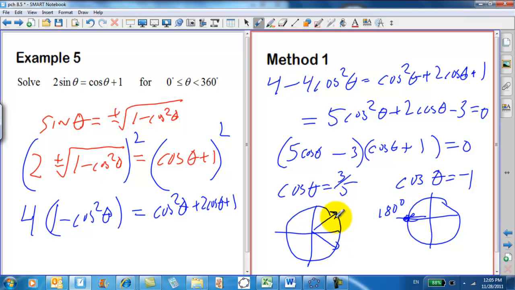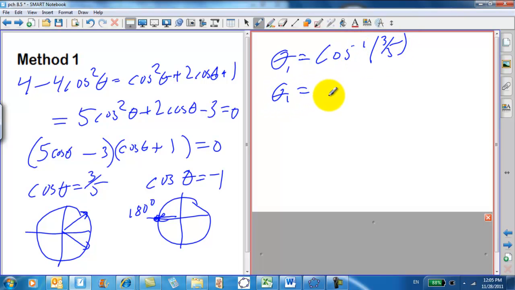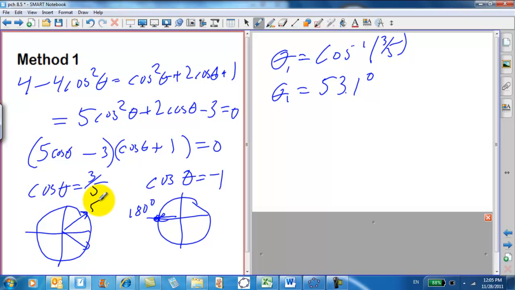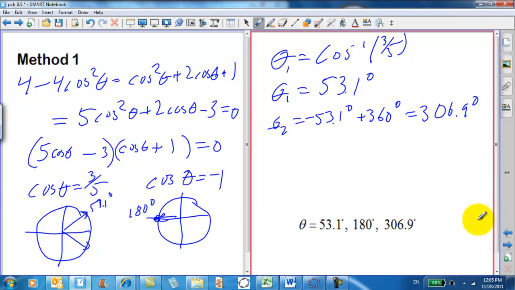We're also getting an answer down here. Now the calculator will tell you one answer. Let's call that theta 1: inverse cosine of 3/5. And from that you get 53.1 degrees. To get our other answer, if this is 53.1 degrees, then the other answer is going to be basically negative 53.1 degrees. And to get it in the 0 to 360 range, let's come up with a coterminal angle by adding 360, and we get 306.9 degrees. And there we go. There's our exact answer at 180, and there's our two calculated answers at 53.1 and 306.9.